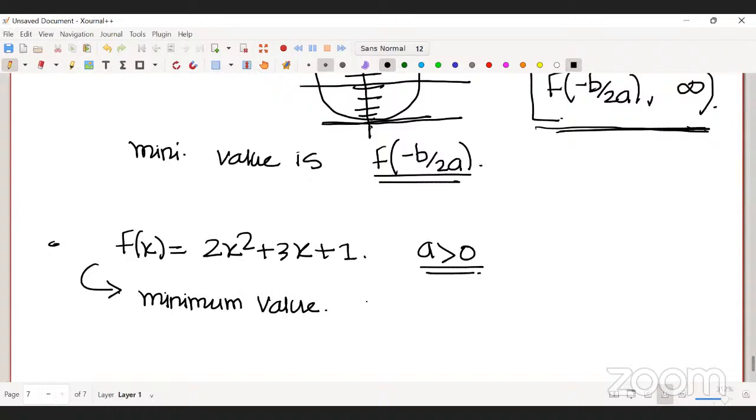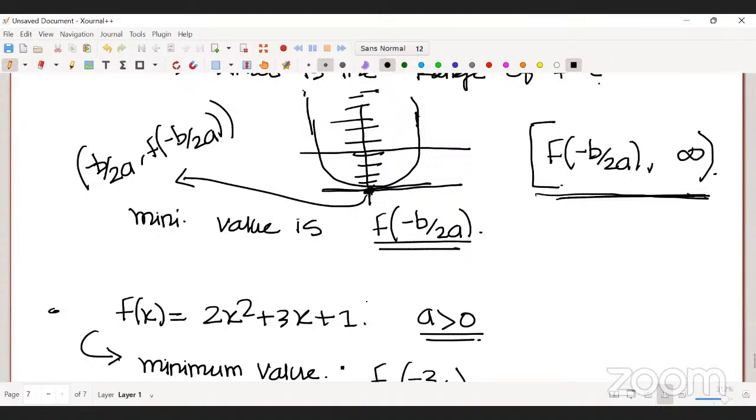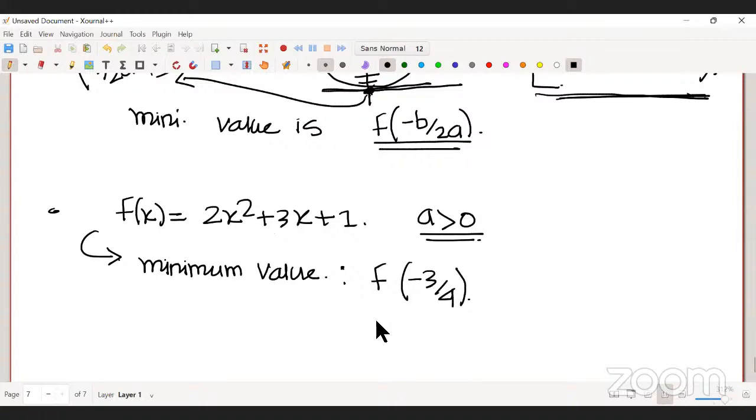No, the minimum value is f of minus 3/4. See, there is a difference. This point will give me the minimum value, and the y coordinate of this point will give me the minimum value. And what is the y coordinate? The coordinate is minus b/2a, f of minus b/2a. So this one will give me the minimum value of the parabola, and the minimum value is f of minus 3/4.